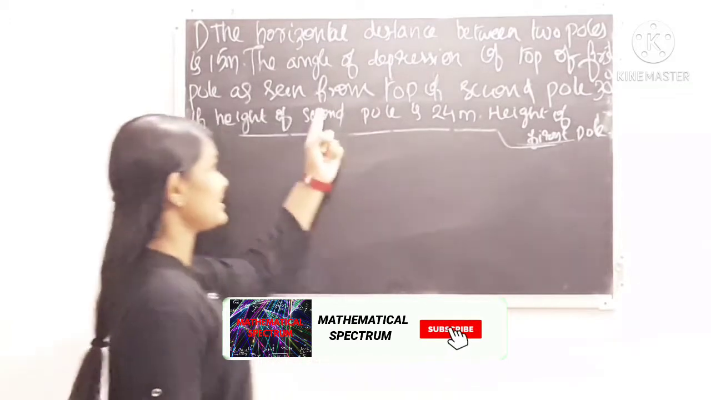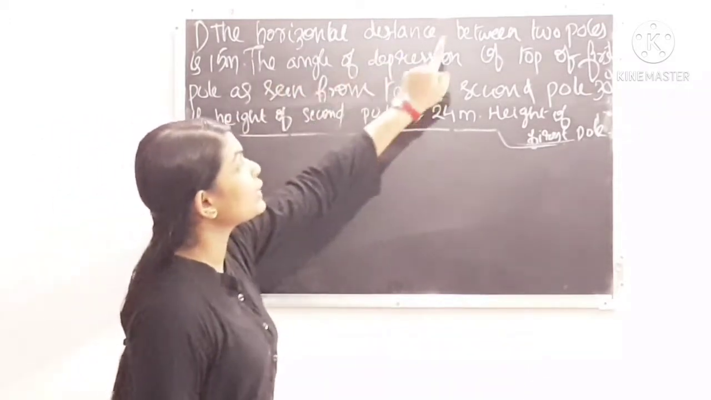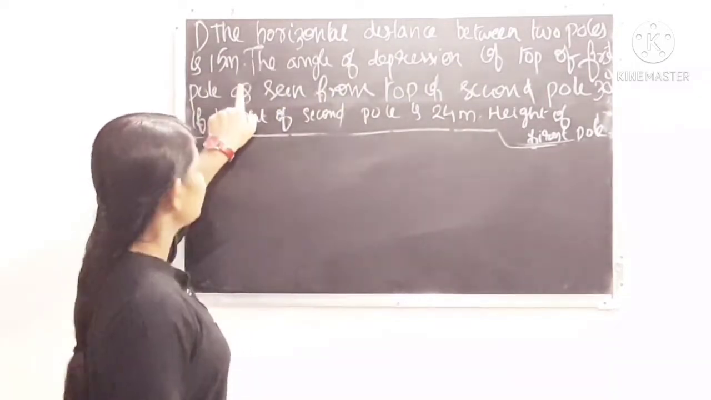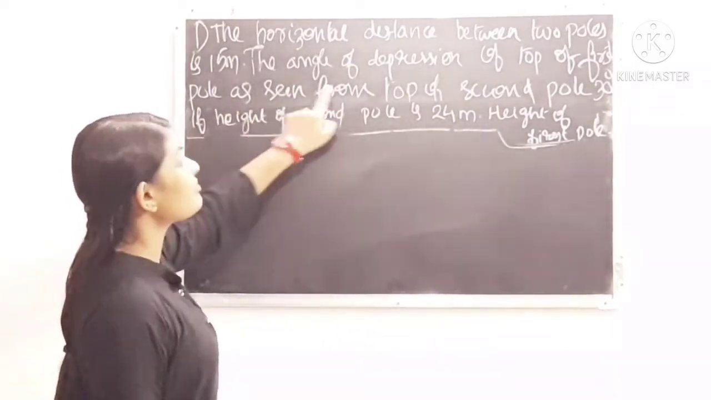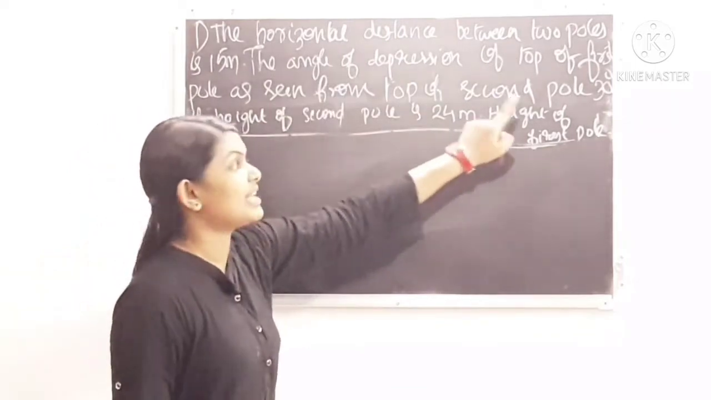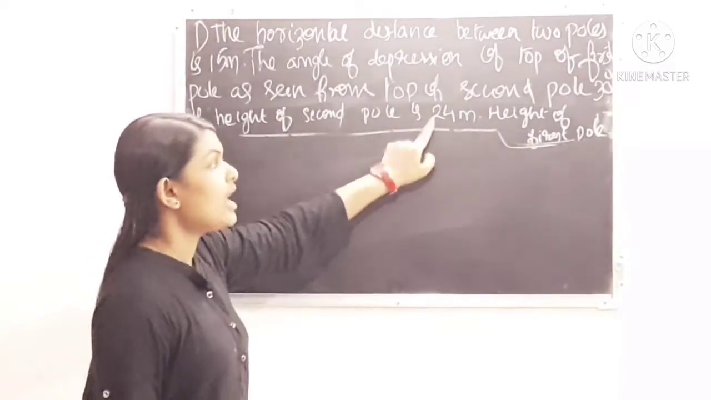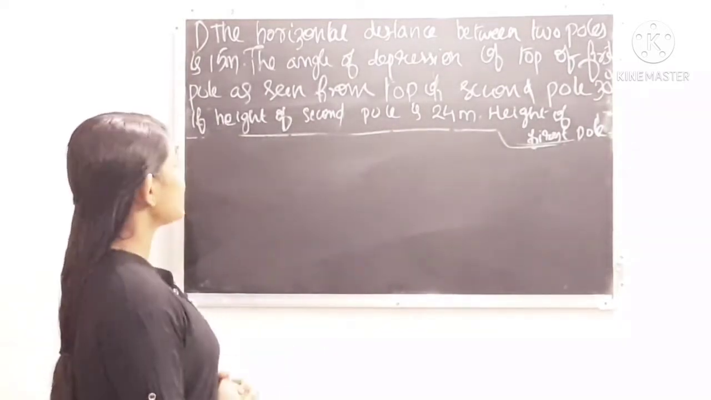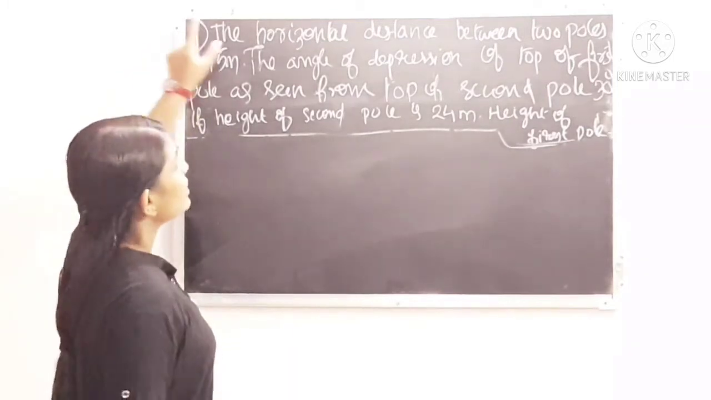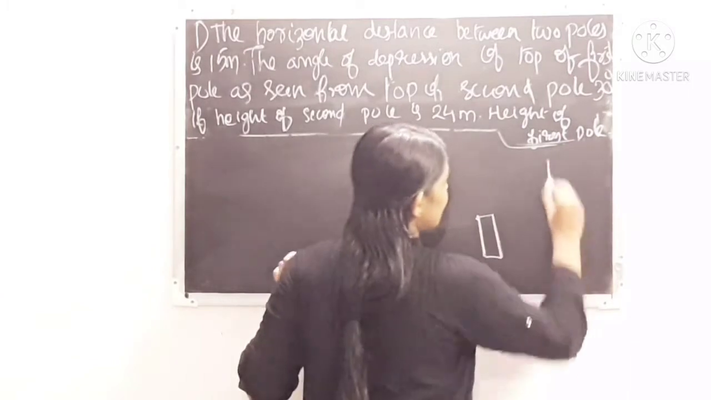So this is our today's first question, and the question says that the horizontal distance between the two poles is 15 meter and the angle of depression of the top of the first pole as seen from the top of the second pole is given as 30 degree. If the height of the second pole is 24 meter, we have to find the height of the first pole. So the first statement tells us that there are two poles. Assume that these are the two poles.